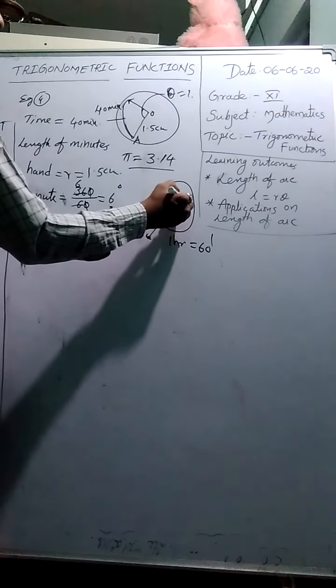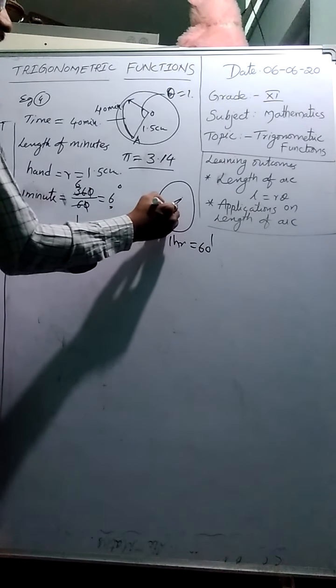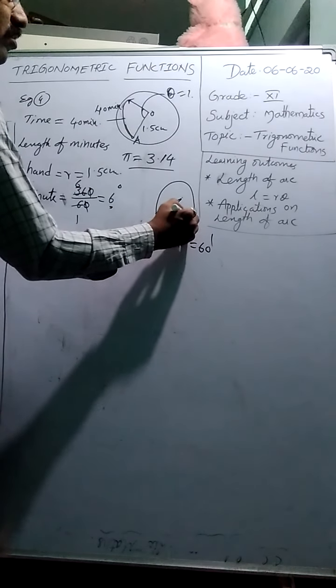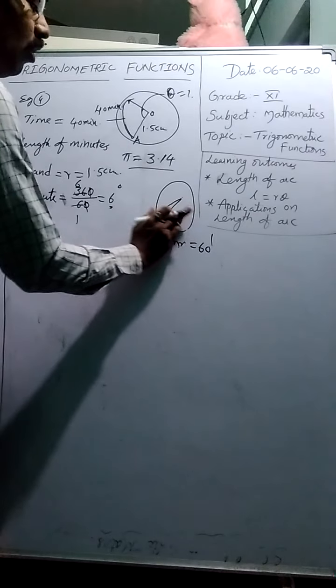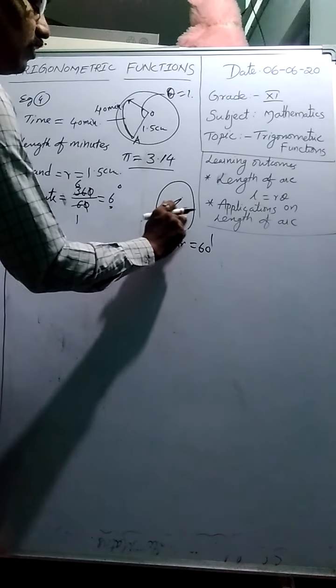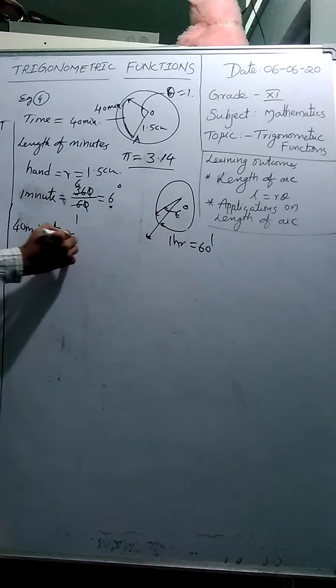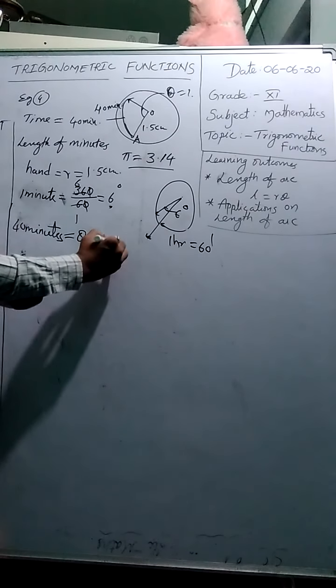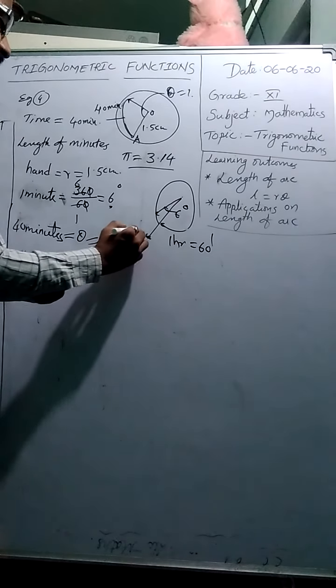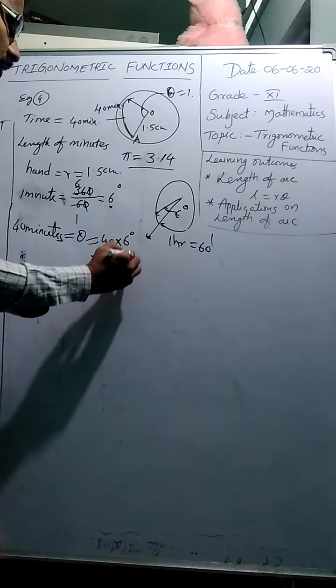So here, in 1 minute, the minute hand can rotate 6 degrees. So how many minutes is the minute hand rotating to reach this point? 40 minutes. So in 40 minutes, what will be the angle? In 40 minutes, theta equals 40 into 6 degrees, that is equal to 240 degrees.